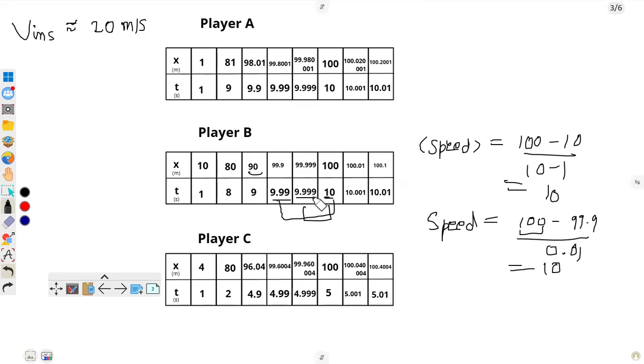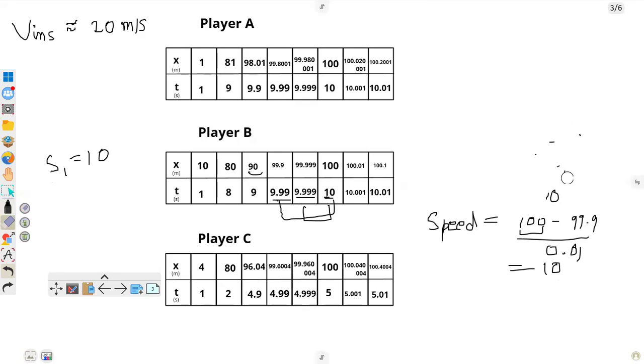So if we take the time interval 9.999 to 10, what will the average speed be in this time interval? So I'll just say this is S1. S1 was 10. Let us find the average speed during the time interval 9.999 to 10. Okay, anyone, what will be our speed?